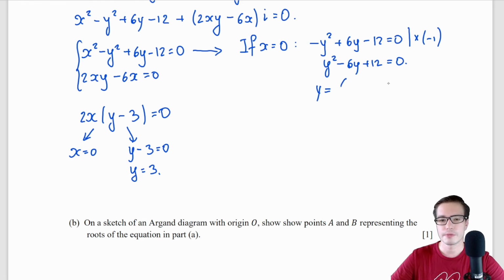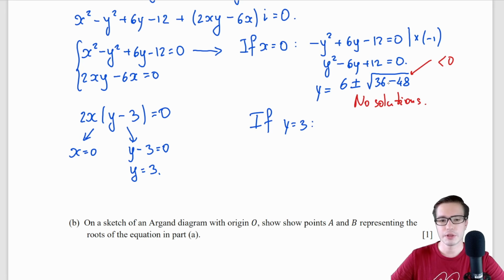And let's solve it using the quadratic formula. b squared, 36, minus 4ac is going to be minus 48. Oops, that is less than 0. So that means we have no solutions. Now let's go to the second case. If y equals 3.